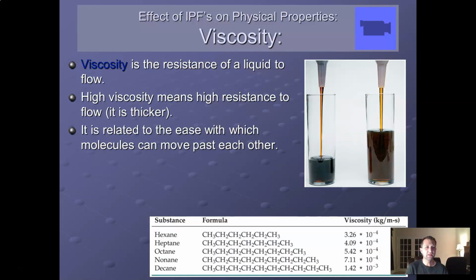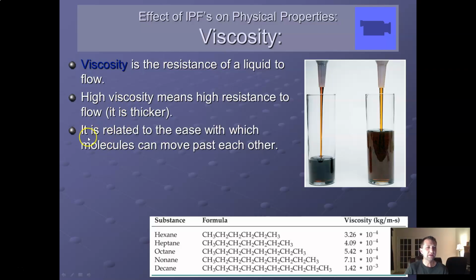So the first one is viscosity. Viscosity is the resistance of a liquid to flow. So you want to think of it maybe as the thickness of a liquid. So a liquid that is very resistant to flow is typically thicker, right? A thicker liquid wouldn't want to flow. It's more resistant to it than a thin liquid. So how does viscosity relate to what the intermolecular forces are of a substance?